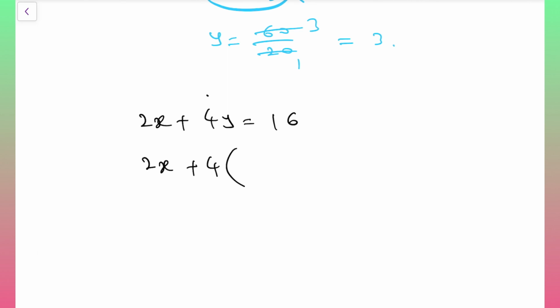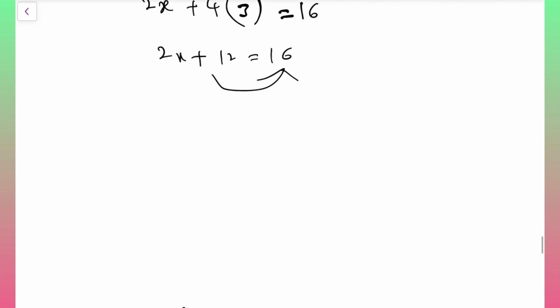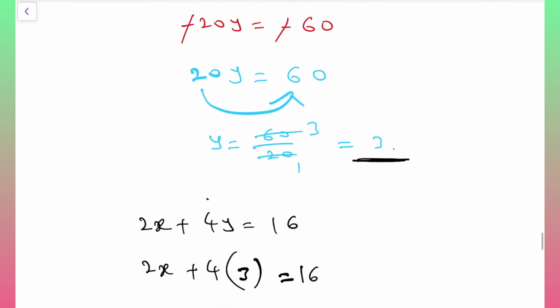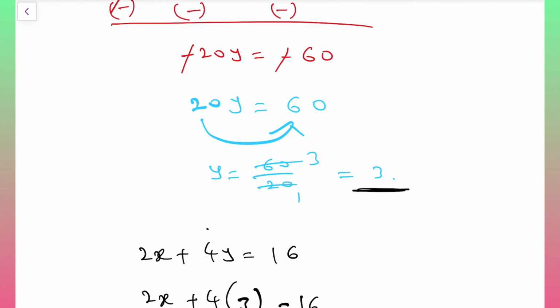2x plus 4 into the y value we got as 3 is equal to 16. 2x plus 4 threes are 12 is equal to 16. Take plus 12 to the right side, then it becomes minus 12. So 2x is equal to 16 minus 12, which is 4. Then x is equal to 4 by 2. So the x value is 2. So for the given two equations, the x value is 2 and the y value is 3.